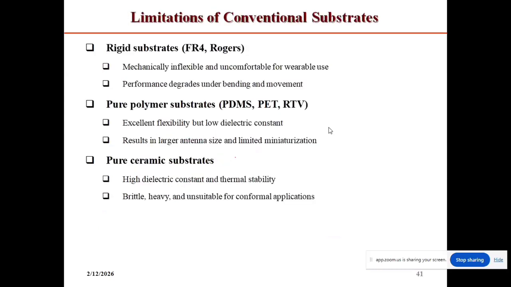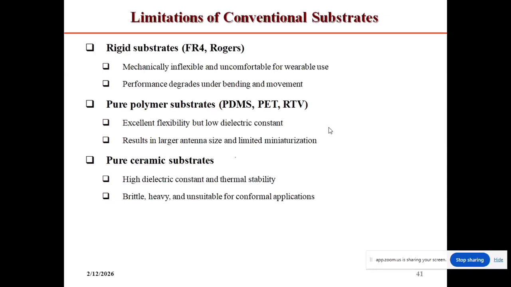So conventional substrates are rigid, mechanically inflexible and uncomfortable for wearable use. Performance degrades under bending and movement. Pure polymer substrates like PDMS, PET, RTV cannot be used as they are because they have poor electrical parameters. It results in larger antenna size and limited miniaturization. That is, epsilon r is a very low value, up to 2 only. So any polymer substrate has an epsilon r value of up to 2, but it is flexible.